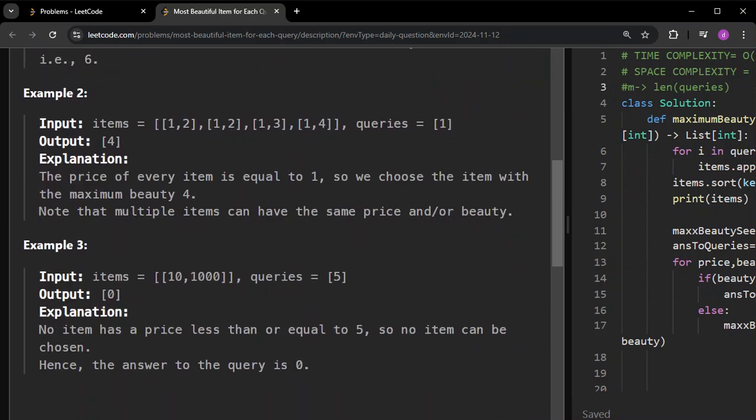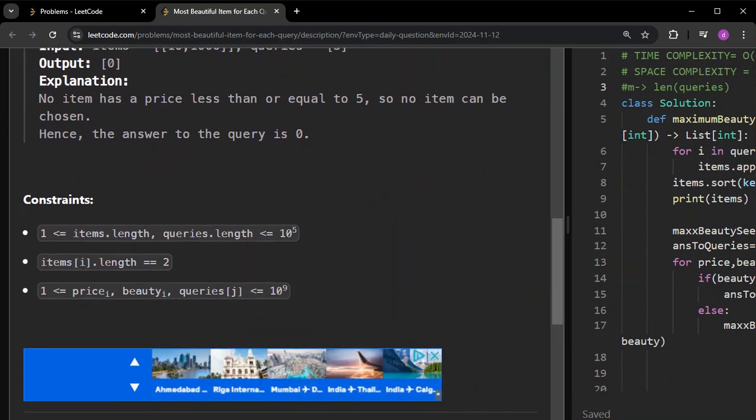Okay, now let us see the constraints for this quickly. So it is going to be in the range of 10 power 5. Whenever you see this kind of range, the idea is very clear: you cannot have an n square approach. You cannot have a for loop inside a for loop, so you cannot get the O of n square approach.